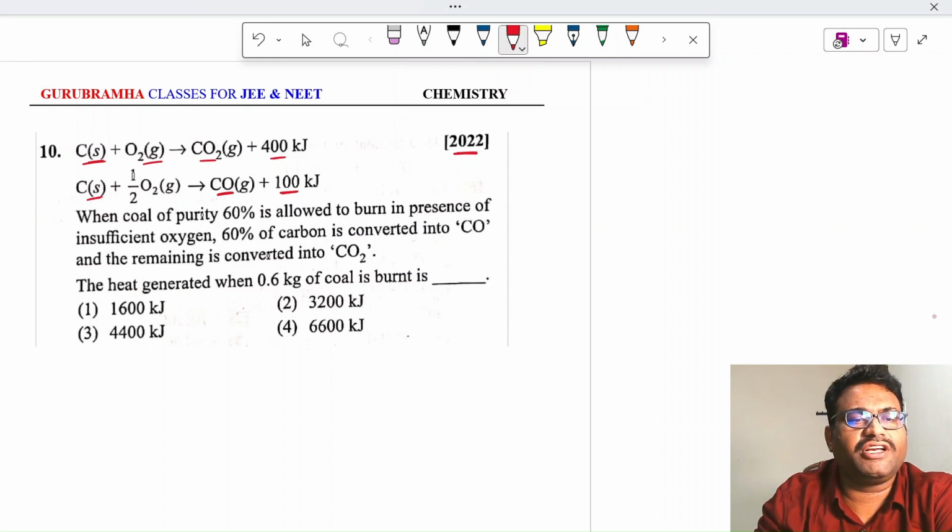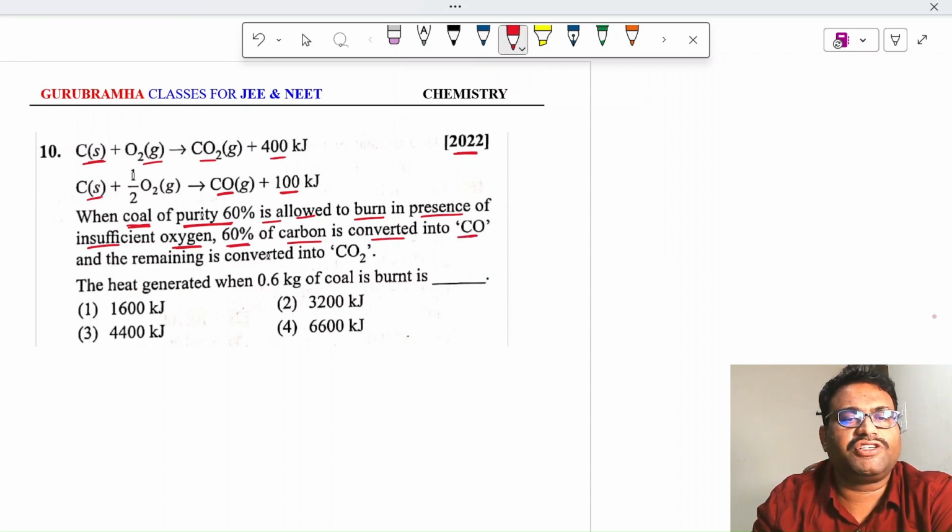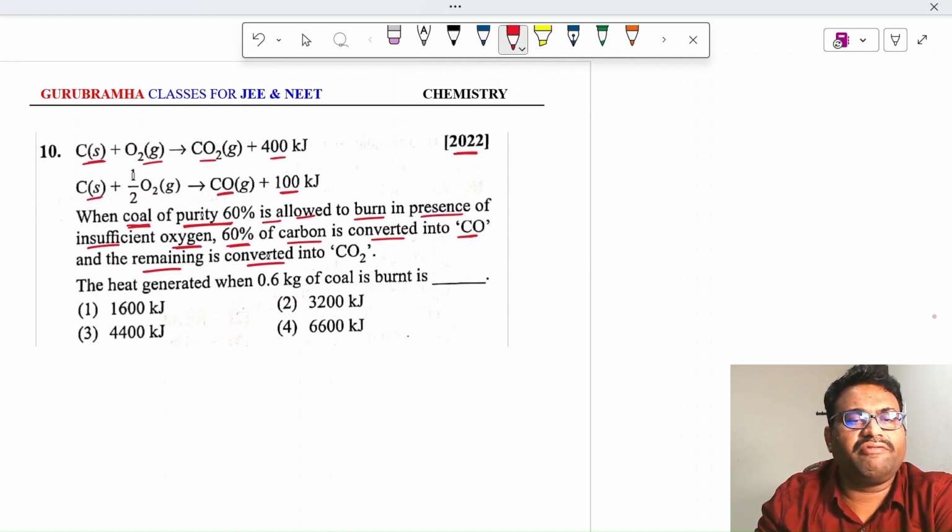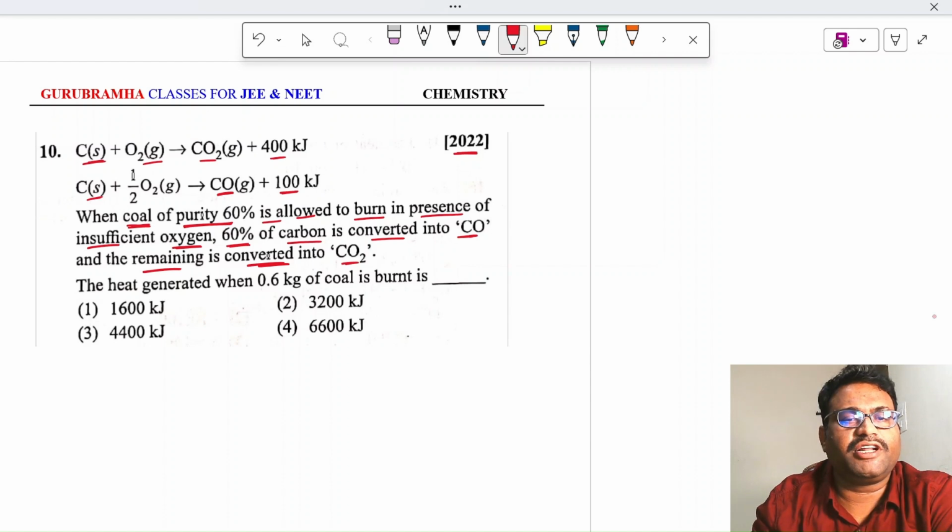So now what is taken? Coal is taken. When coal of purity 60% is allowed to burn in the presence of insufficient oxygen, 60% of carbon is converted into carbon monoxide, and the remaining is converted into carbon dioxide. That means 40% of the carbon is converted into carbon dioxide. The heat generated when 0.6 kg of coal is burnt.